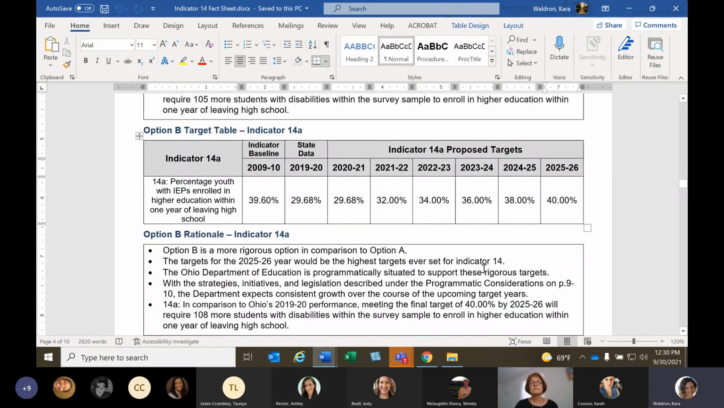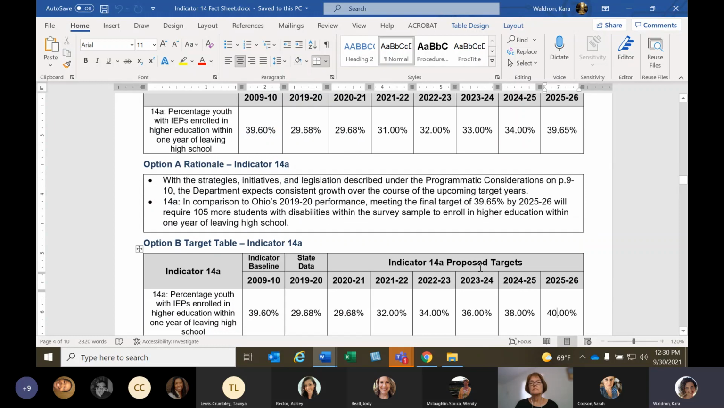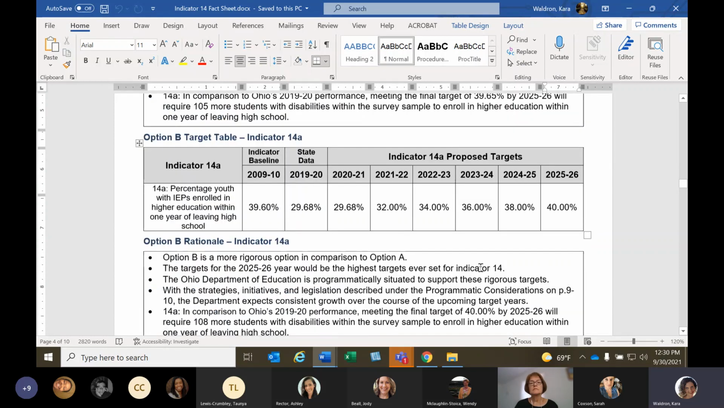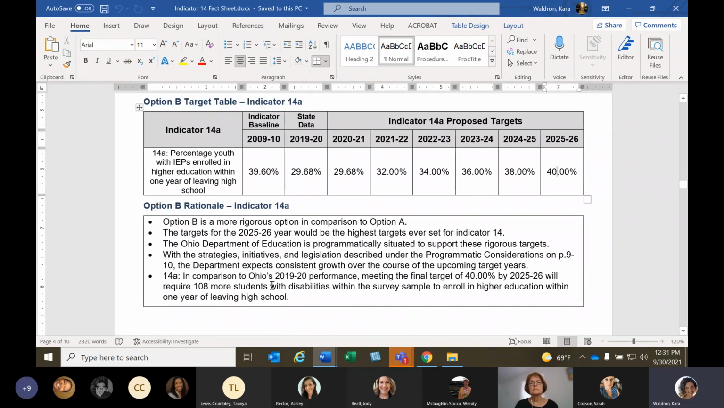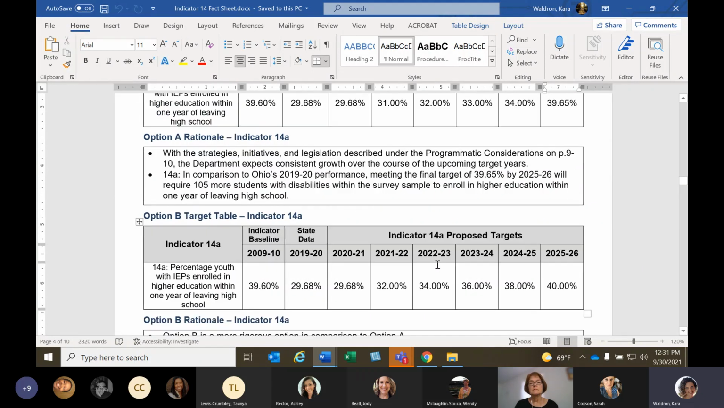So by comparison, that would require just a few more, 108 more students compared to 105, to be enrolled in higher ed, since we're only talking about a 39.65 versus a 40%. So these are two really fairly similar options, both bound, of course, by the requirement to be above baseline. So that is really where that comes into play.